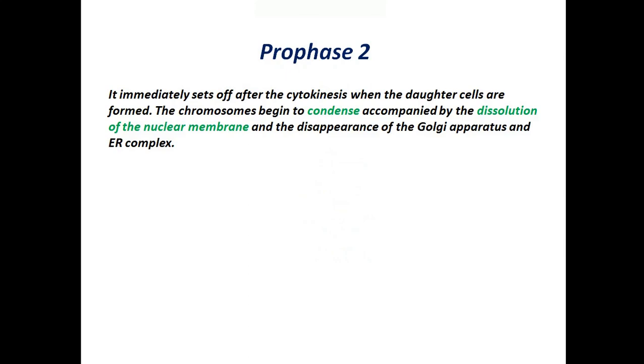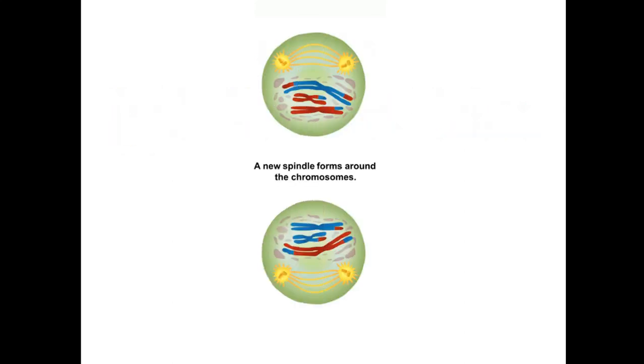Prophase 2. Well, this is the same as prophase 1 in meiosis 1, but here this process happens with those two daughter cells, which were formed during meiosis 1. Here the chromosomes begin to condense, accompanied by the dissolution of the nuclear membrane, and the disappearance of the Golgi apparatus and ER complex. Here are the two daughter cells from meiosis 1. Well, prophase 2 has started in each of these cells, and new spindle fibers are formed around the chromosomes.